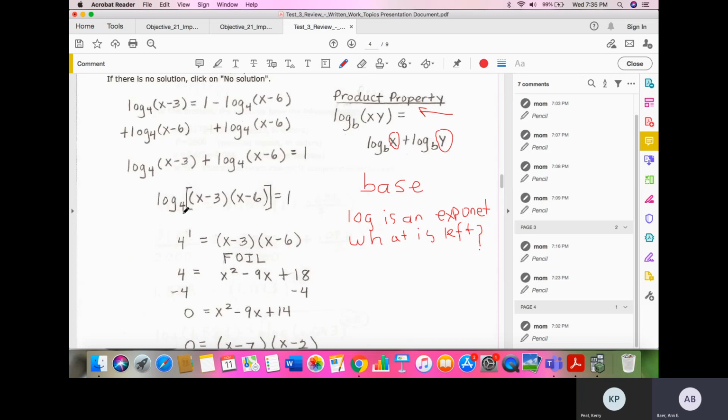It's got the log, it's got this base. So this is the base of the logarithm, that's 4 here. This inside the brackets is the argument. And then we have this one on the other side. This entire left side is a log. A log is just an exponent. And this log is equal to an exponent of 1. So we are going to convert to an exponential equation.